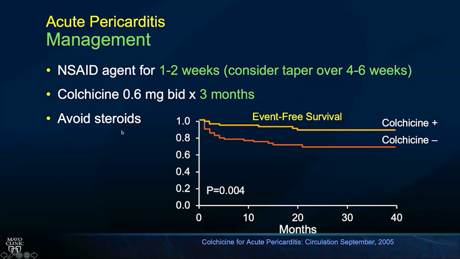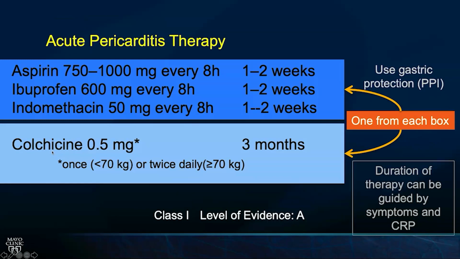And then it's always important to point out that we really try to avoid using glucocorticoids as therapy because it will be effective initially, but it is associated with a high rate of relapse of pericarditis as you bring people down. But this was really the study that put colchicine at the forefront of being an adjunct therapy for managing patients with acute pericarditis. So this is really what you should be doing, is you should be choosing one from each of these 2 boxes as you're starting someone for management of acute pericarditis.